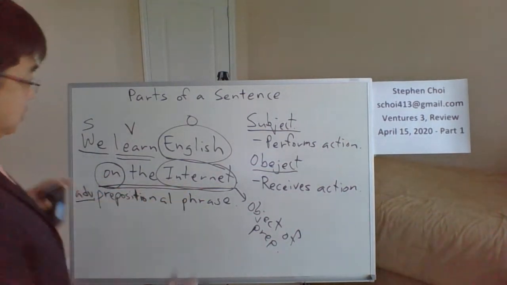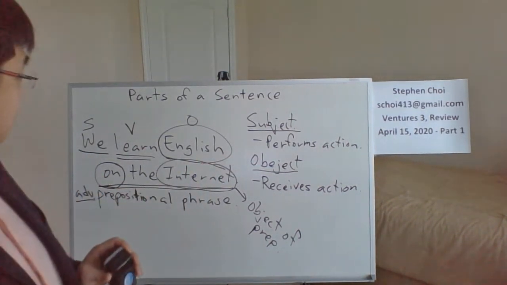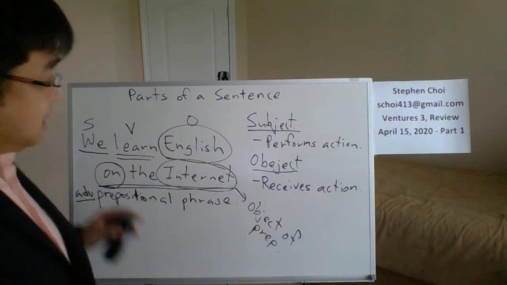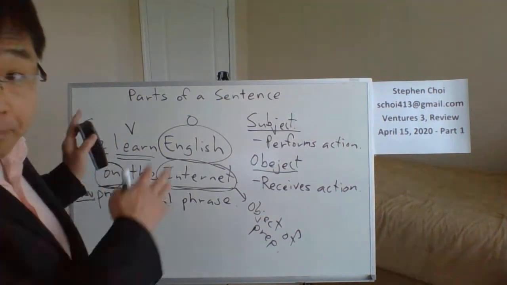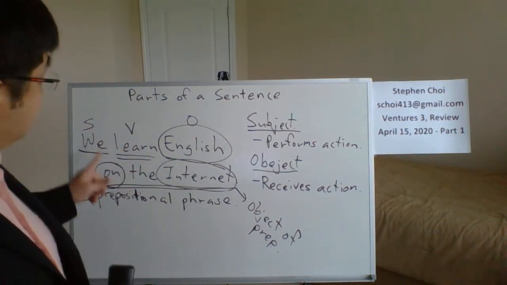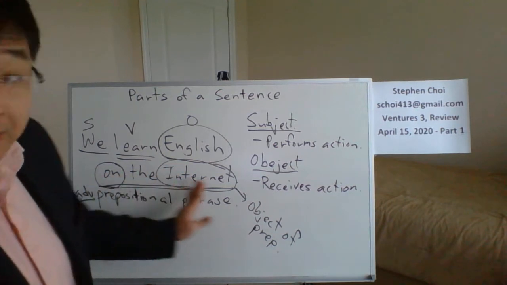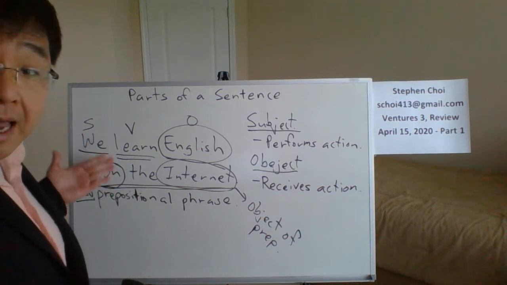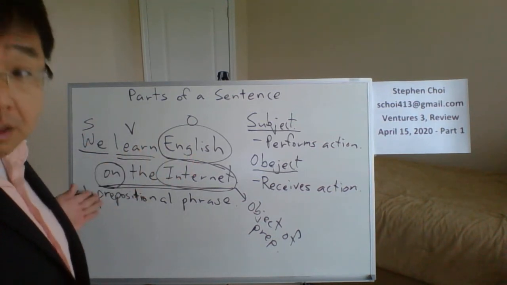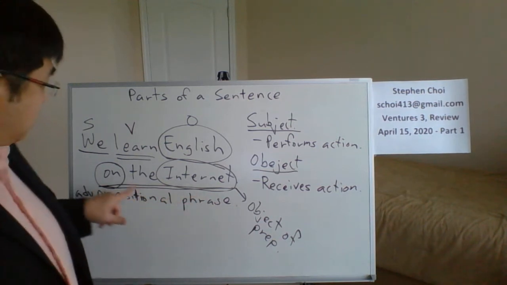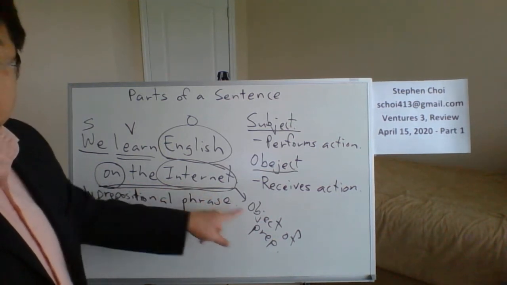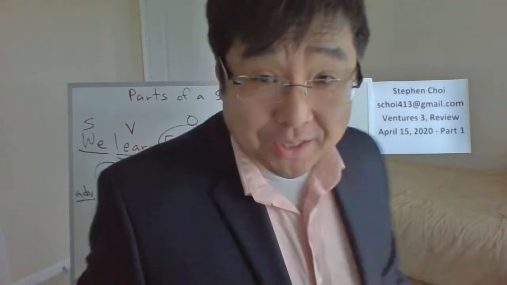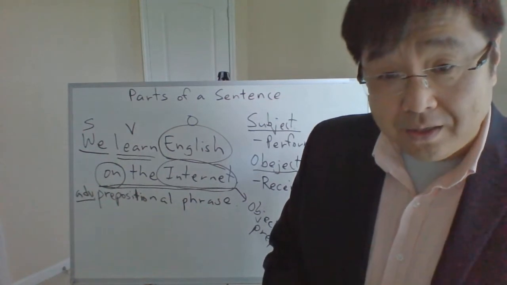Okay, on the internet. So together, that's a prepositional phrase. So subject, verb, object, and then prepositional phrase. Those are the parts of this particular sentence. In this case, adverbial because it answers where? On the internet. And on is the preposition, and internet is the object of preposition. Okay, all right. Any questions so far? Okay, straightforward.